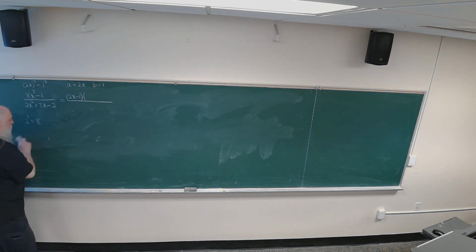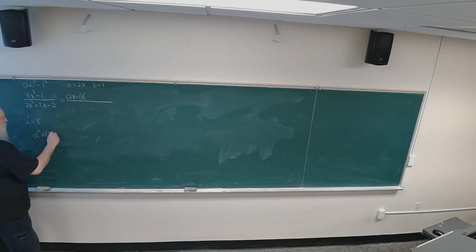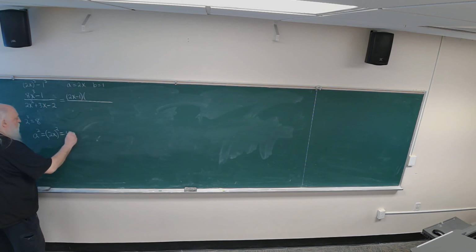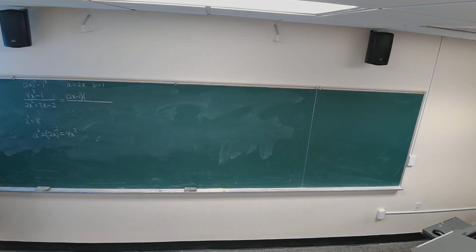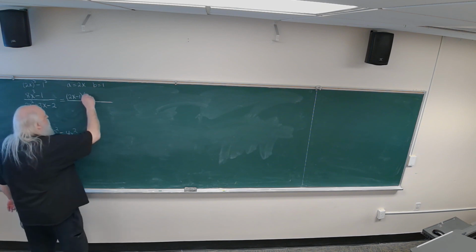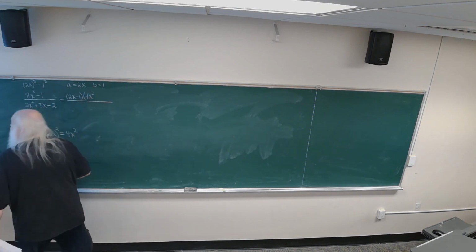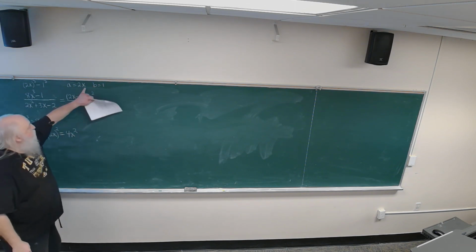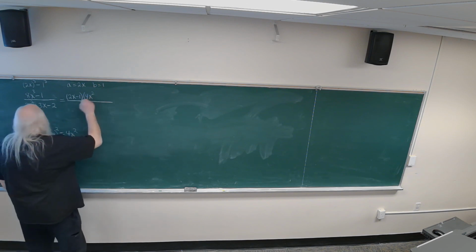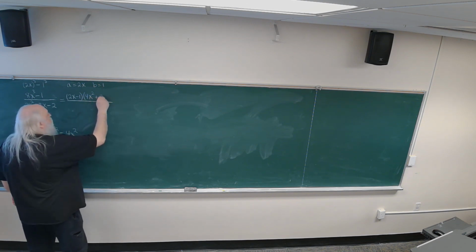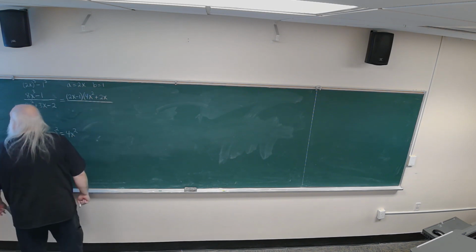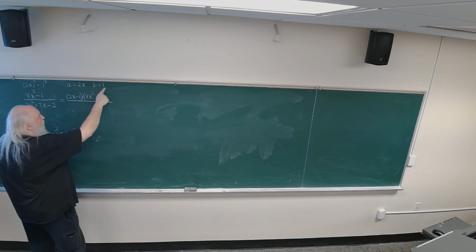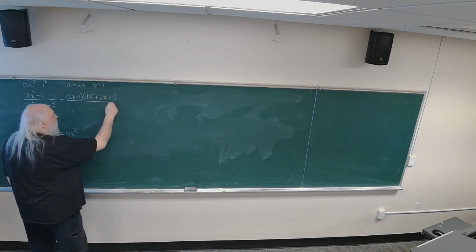All right. So A squared, in this case, is equal to 2x squared, which is equal to 4x squared, right? Using the rules of exponents. And then we have plus A times B. Well, A is 2x, B is 1. So we have plus 2x. And then we have plus B squared. B squared is equal to 1 squared, which is equal to 1.